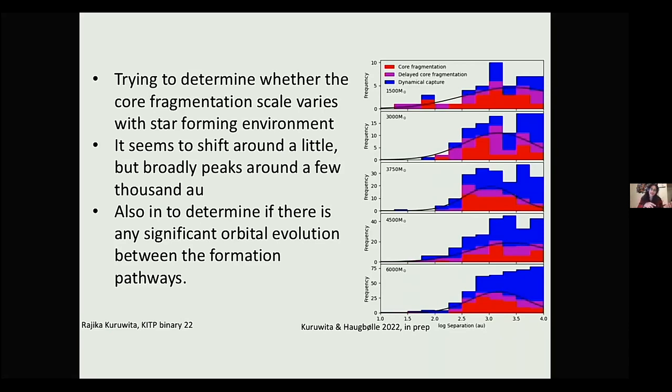But as you saw in the first figure, these systems evolve quite a lot, so they inspiral a lot. So even though they might start out at an initial separation that we observe with the Class 0 objects, they can inspiral and fall to different separations. So I'm still investigating this and trying to see whether the different formation pathways evolve differently as well. Yes, so I'll just leave it at that.